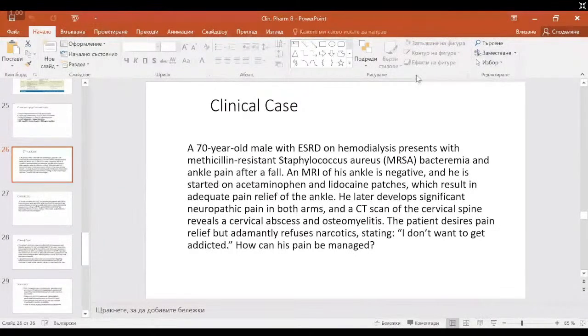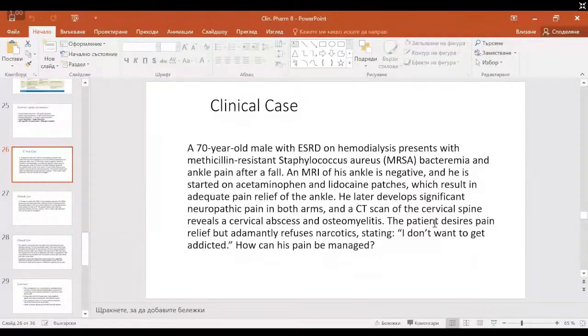And in this case, we have a 70-year-old male with end-stage renal disease on hemodialysis that presents with methicillin-resistant Staphylococcus aureus, or MRSA, bacteremia, and ankle pain after a fall. And an MRI of the ankle is negative, and he is started on paracetamol and lidocaine patches, which results in adequate pain relief of the ankle, but he later develops neuropathic pain in both arms, and a CT scan of the cervical spine reveals a cervical abscess and osteomyelitis.